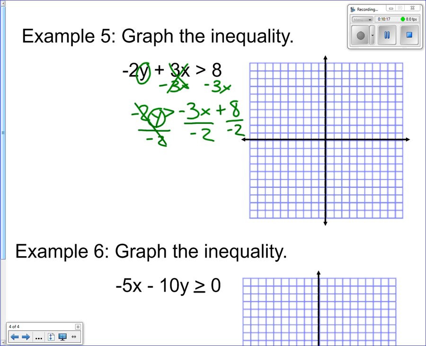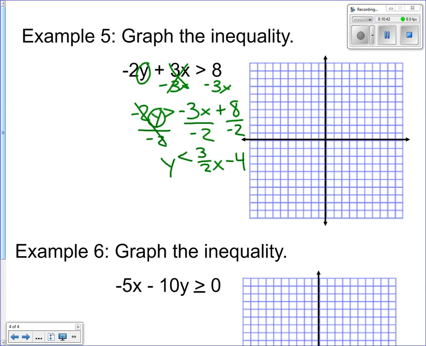And then pause for a second. Bring down the y and think, since I divided by a negative, what do I need to do? I need to flip the symbol. So instead of greater, now it's less than. On the right side, a negative over negative becomes a positive 3/2. And then a positive 8 divided by a negative 2 is a negative 4.